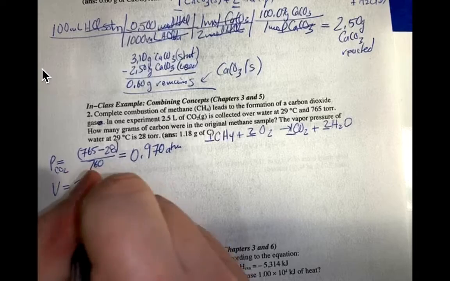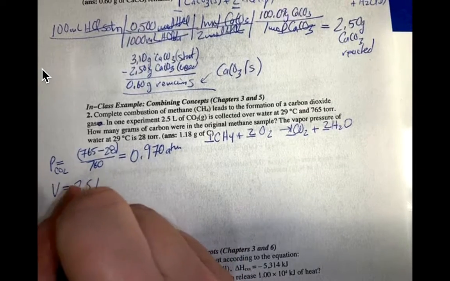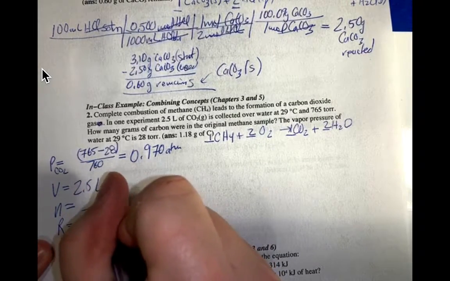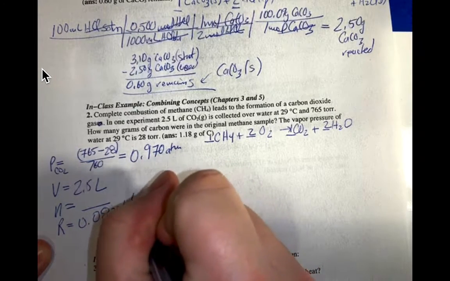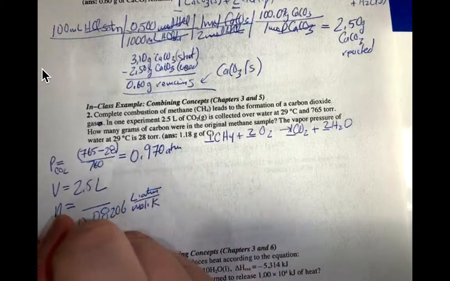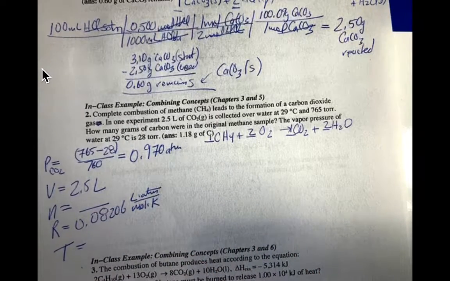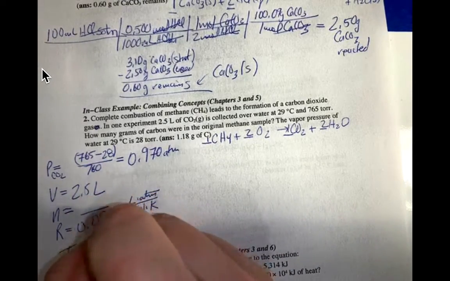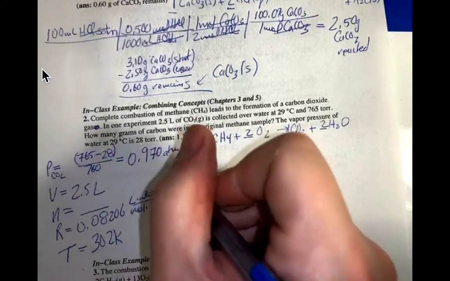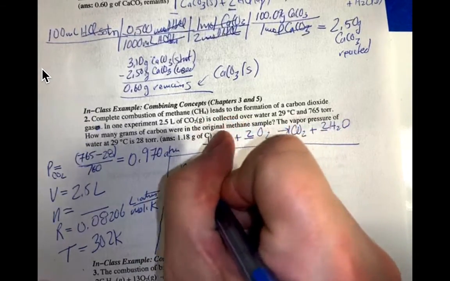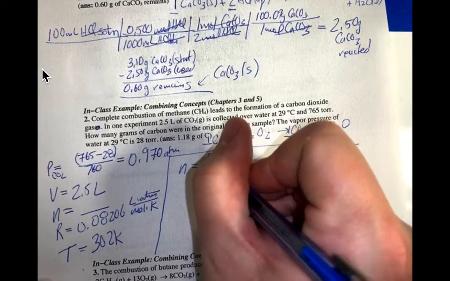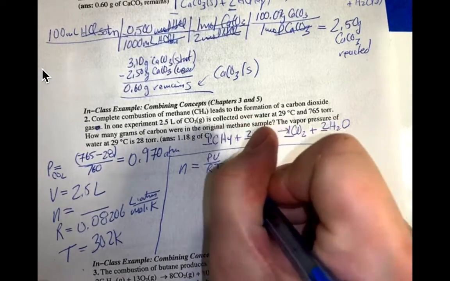n is what we're going to calculate. R is a constant. And T is 29 degrees C, so 29 plus 273 makes it 302 Kelvin. All right, let's calculate n now. n is equal to PV divided by RT.